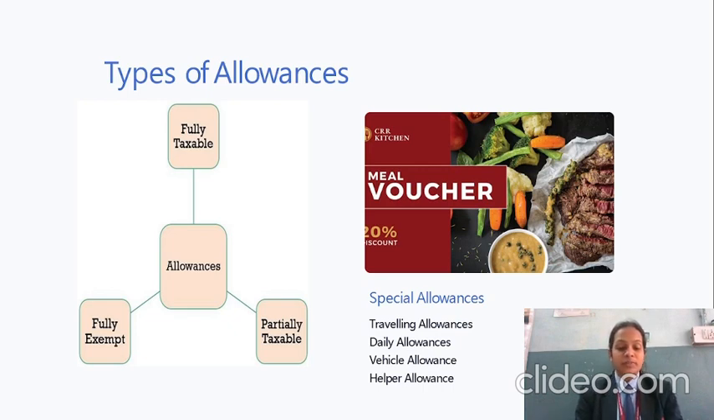It includes house rent allowance, section 10 subsection 13A. The allowances also include some special allowances which are exempted fully or up to a certain limit. Special allowances include traveling allowances, daily allowances, vehicle allowances, and helper allowances, etc. The exemption of special allowances depends upon the actual expenditure incurred by the employee.